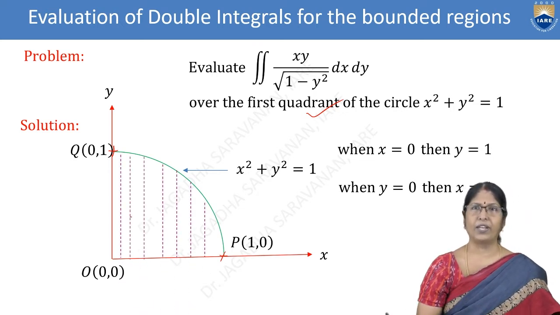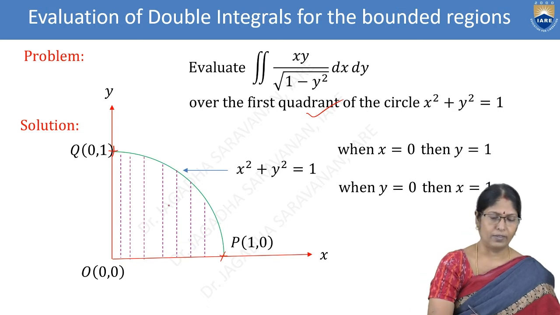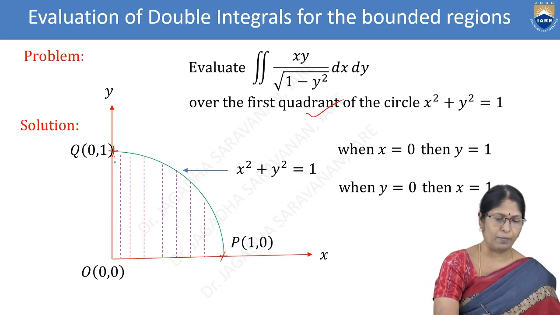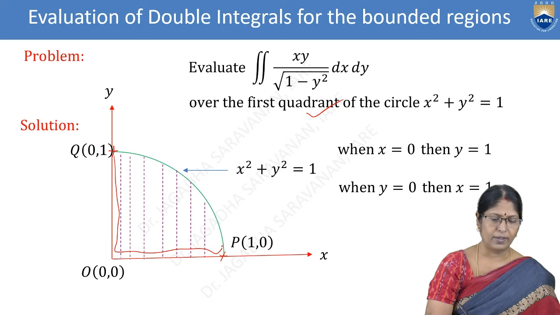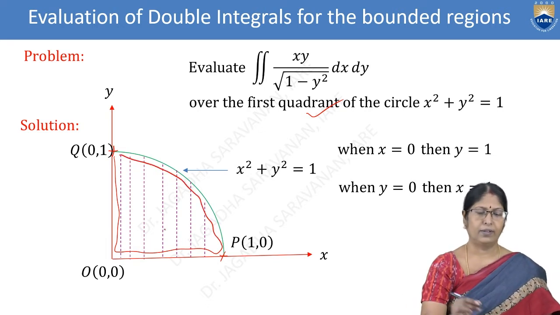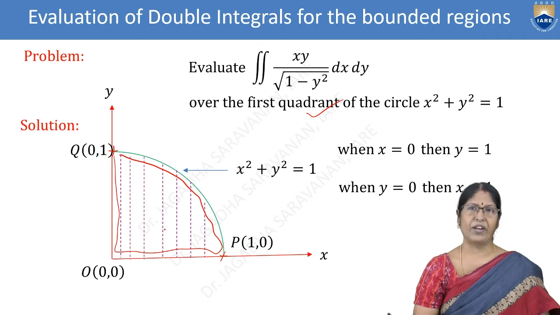We can see the vertical lines, which I am marking here in pink color. Those lines, the complete area, we have to find. How to find the area? We have taken vertical strips, and we are going to calculate.